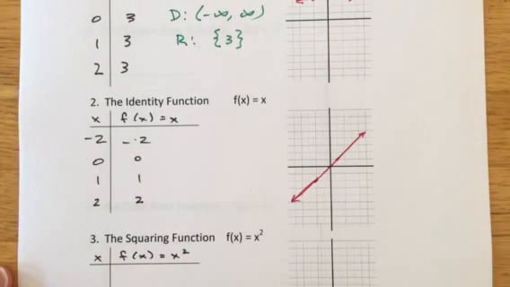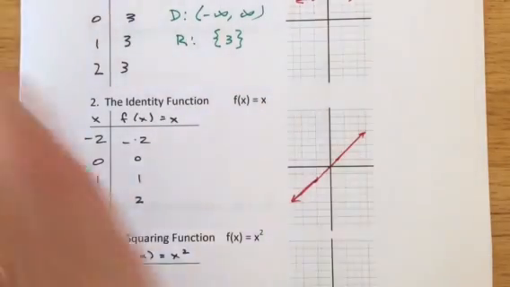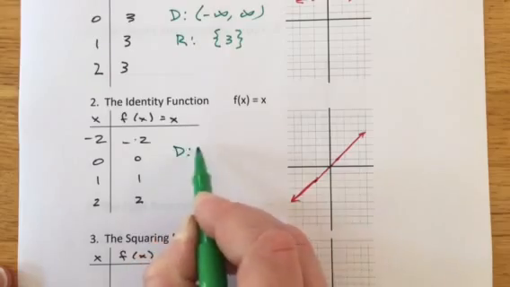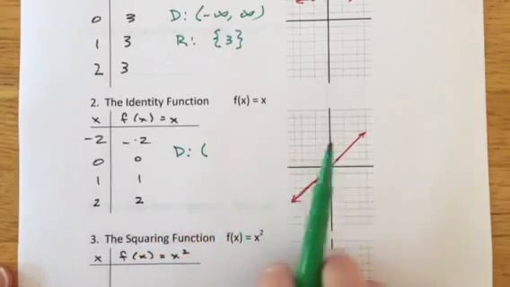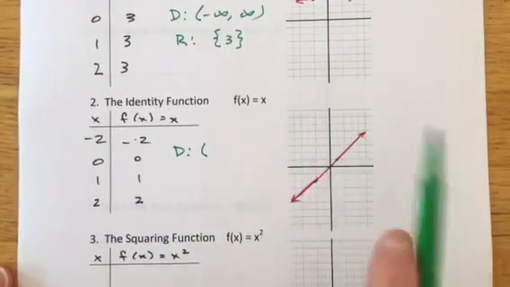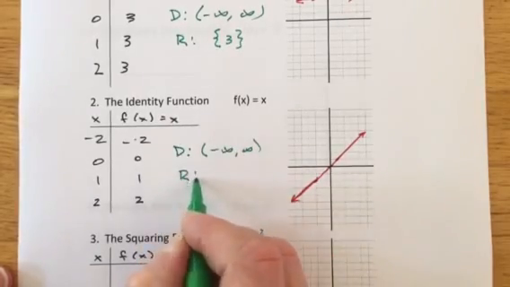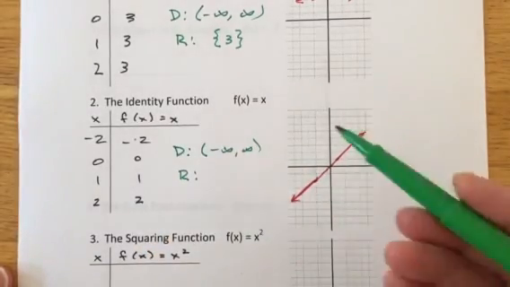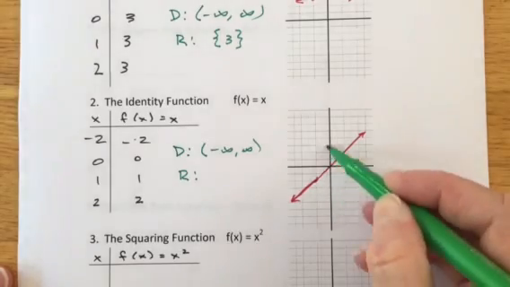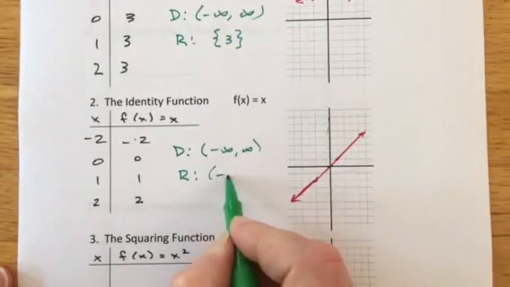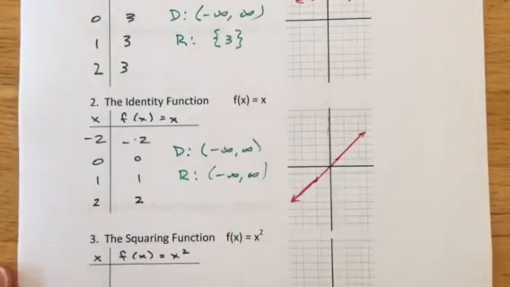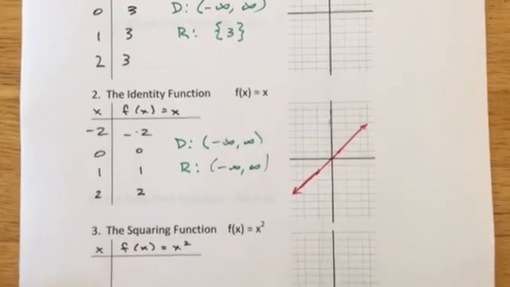Again, the identity function takes any input and just spits back the same input as the output. For domain and range, domain are the allowable inputs. And you can see from the graph, any value of x can go in. So the domain is all real numbers. Range are your y values. Remember, as you walk up the y-axis, there's always a graph. So in this case, the range is -infinity to infinity.